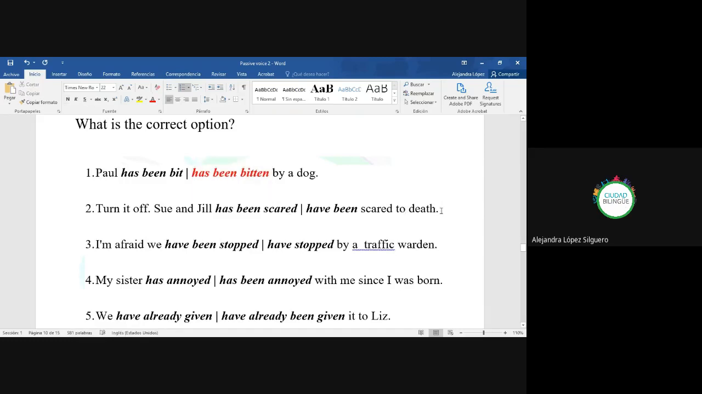Number two. Turn it off. Sue and Jill has been scared or have been scared to death. Have been scared to death. In this one, have been stopped or have stopped. I'm afraid we have been stopped. Excellent.